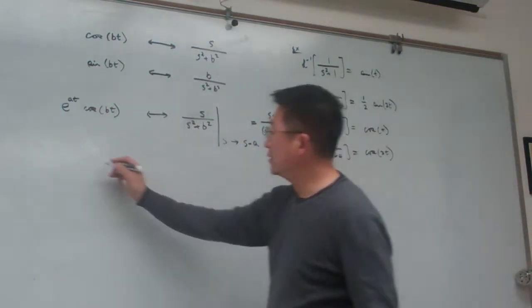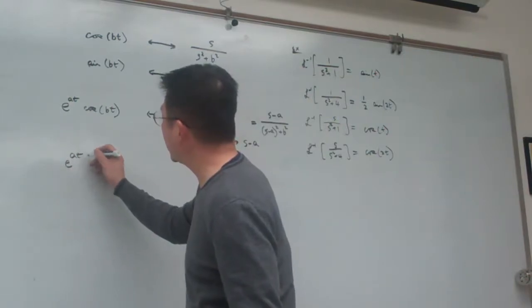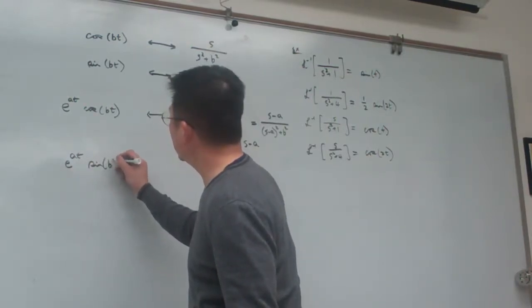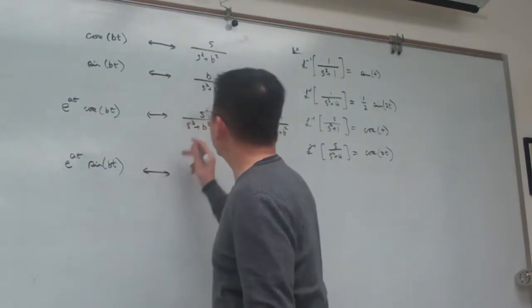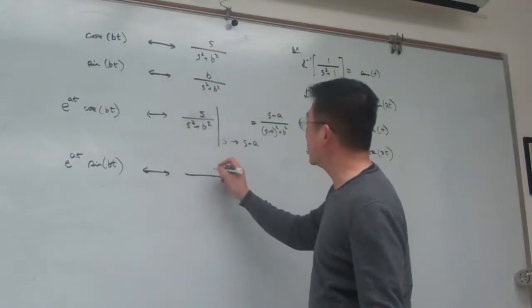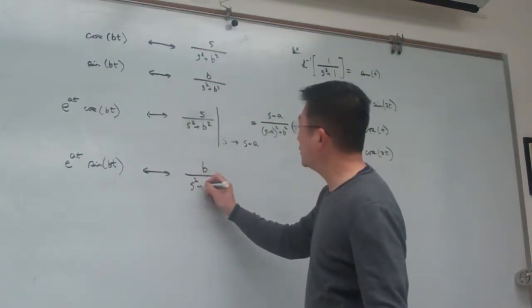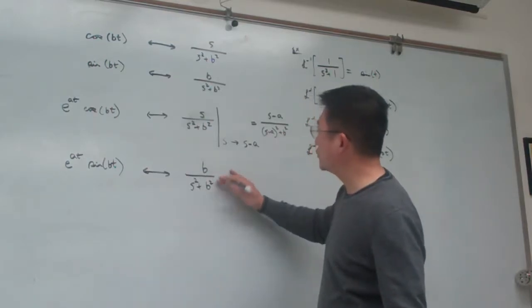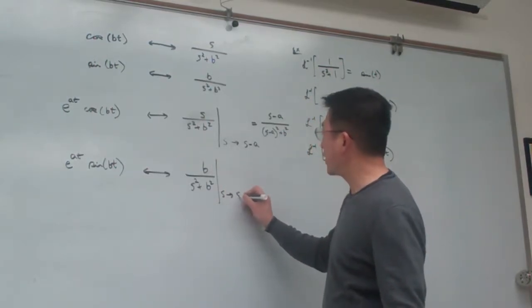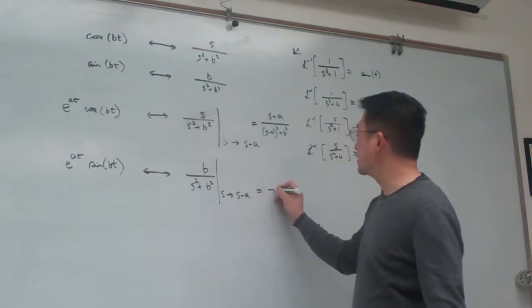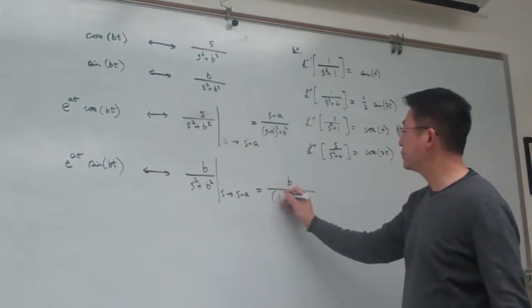In a similar way, e to the at times sine bt is the same. For sine bt it is b over s squared plus b squared, and you do the replacement of s by s minus a. So basically this one is equal to b over s minus a squared plus b squared.